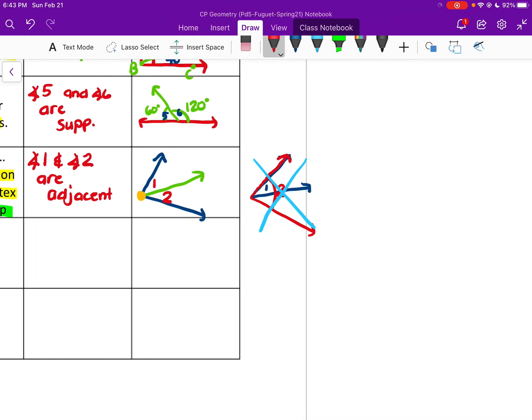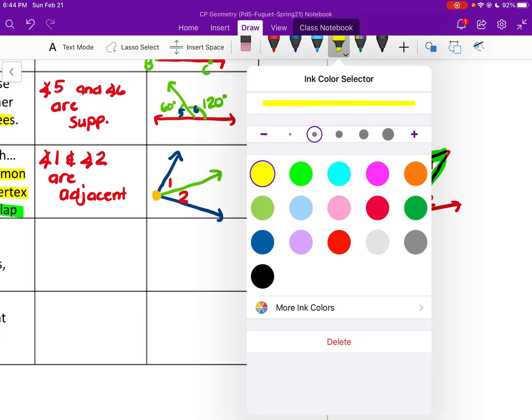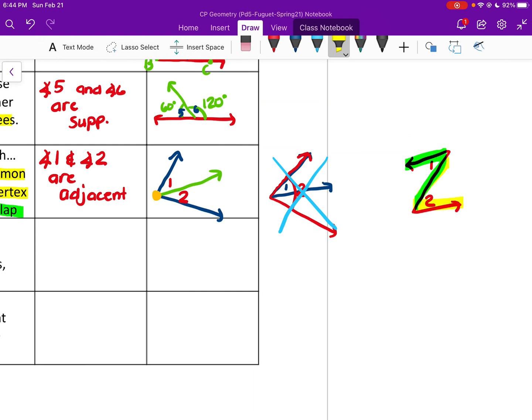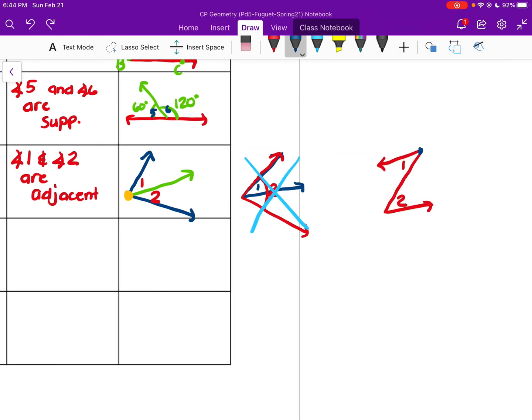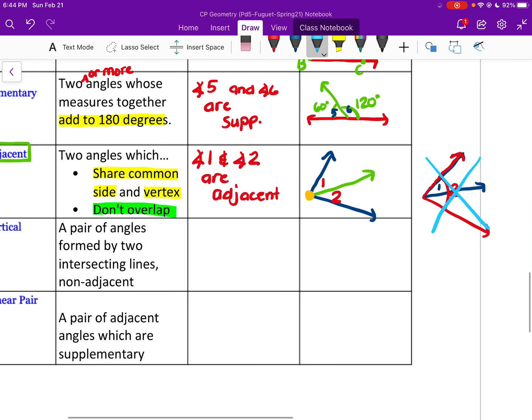How about if we saw something like this? Oops. So let's call this angle 1 and angle 2. Well, in this case, angle 1 and angle 2 definitely do share the same side, right? But they don't have the same vertex, right? The vertex of angle 1 is up here, call that point A, and the vertex of angle 2 is point B. So for that reason, those two also are not adjacent.